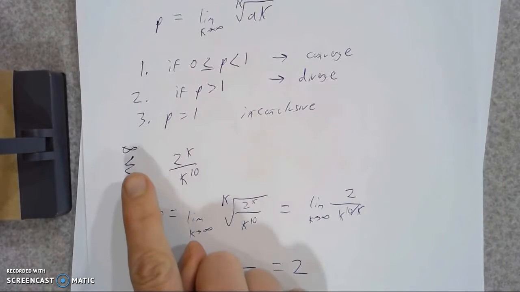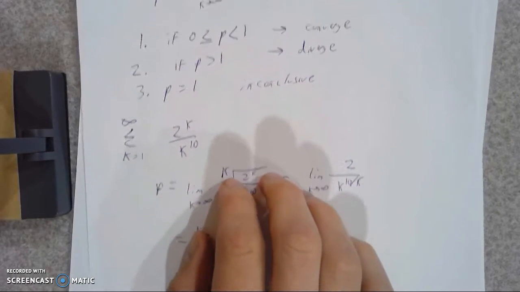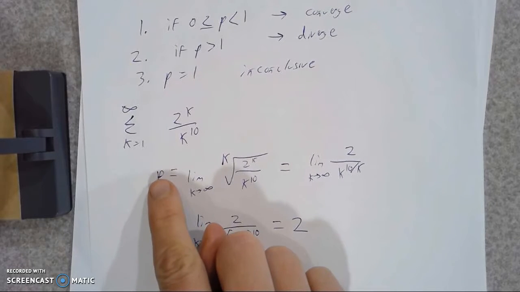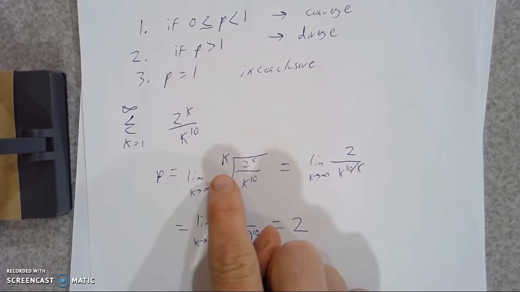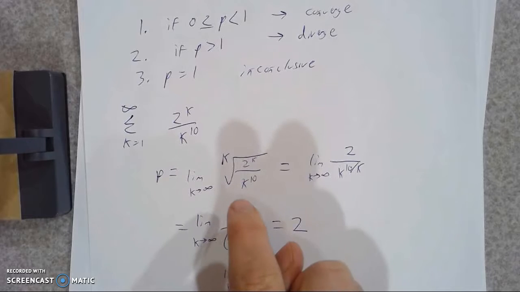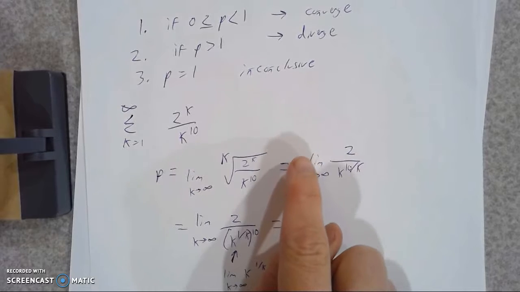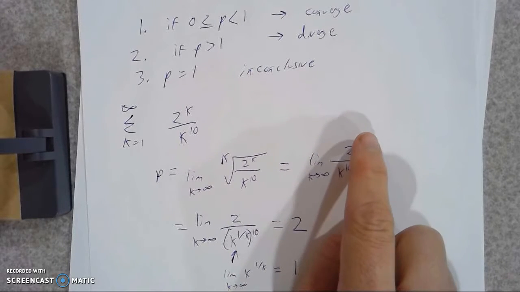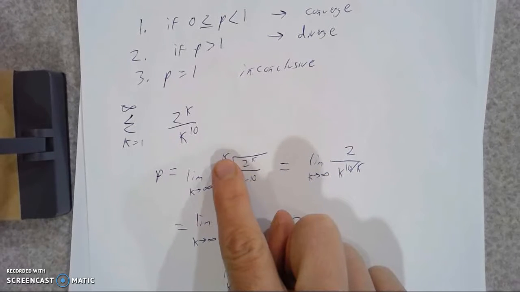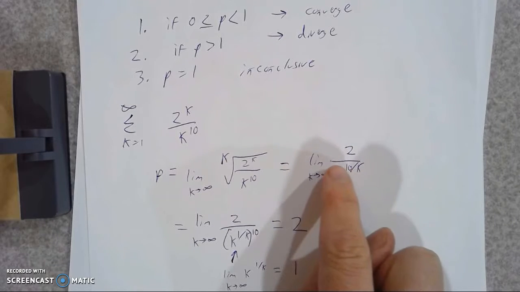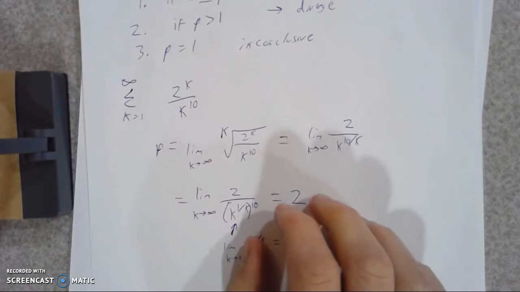So, let's look at the sum k equals 1 to infinity of 2 to the k over k to the 10th. We would look at our p, which would be the limit as k goes to infinity of the square root of k, or sorry, the kth root of 2 to the k over k to the 10th. Well, the kth root of 2 to the k is 2. That leaves us with the limit as k goes to infinity of 2 over, if you bring in the kth root as a power, this would be k to the 10 over k. So I can rewrite that as k to the 1 over k to the 10.